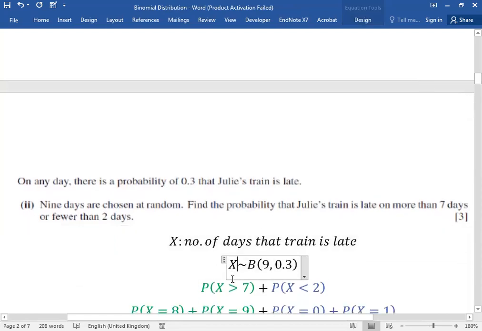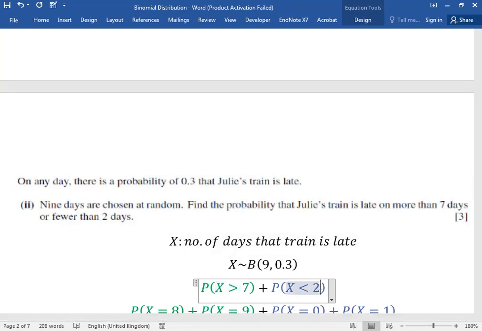So greater than 7 would mean what values can my X take? 8 and 9. And what about less than 2? What values can my X take? 1 and 0. Look, X is a variable that can take the value 0 or not? Here X is the number of days when the train is late. Yes, it could be 0 days, there may be no day when the train is late. So X here can take the value 0. Is this clear?